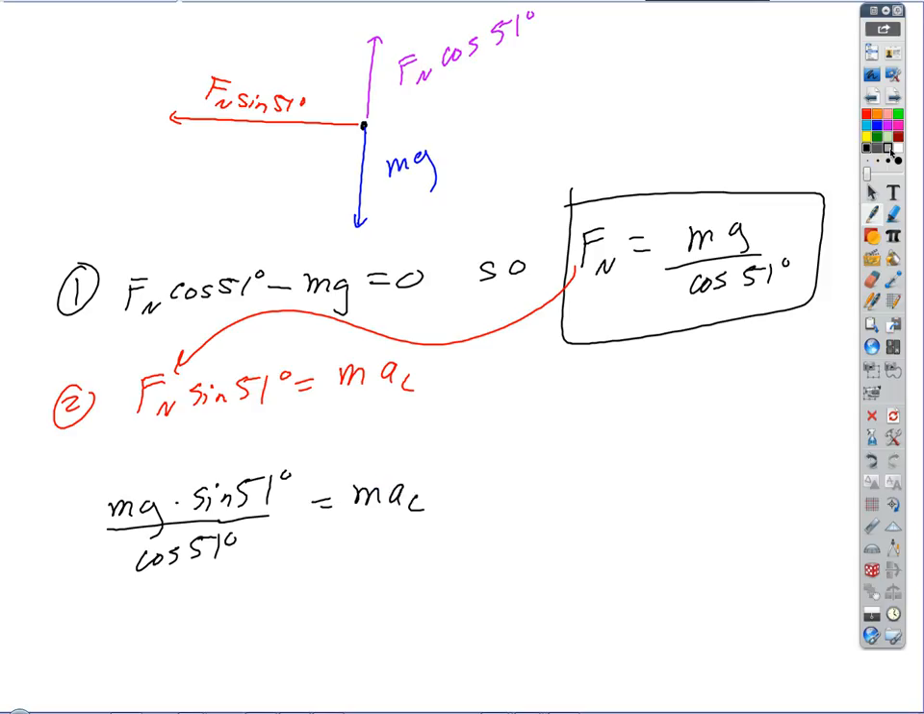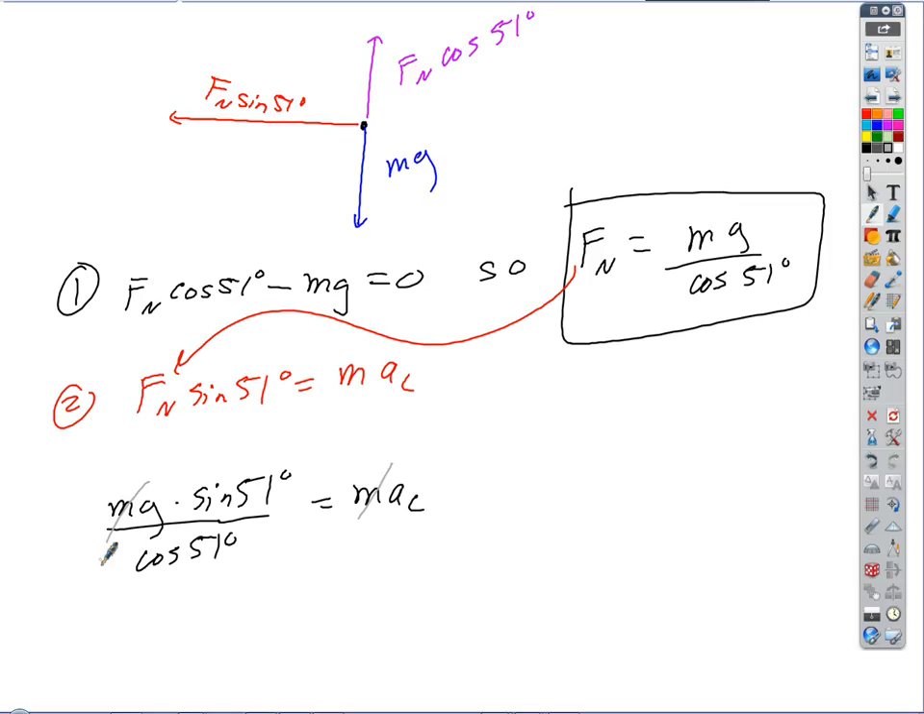m times centripetal acceleration, and now I could divide both sides by m. And the m cancels, and it should, right? This shouldn't depend on mass. Okay, so then what do we get here? Centripetal acceleration equals 9.8 times sine 51 degrees divided by cosine 51 degrees. Right? And so that's just going to be a number. I'm just going to get some number for centripetal acceleration.